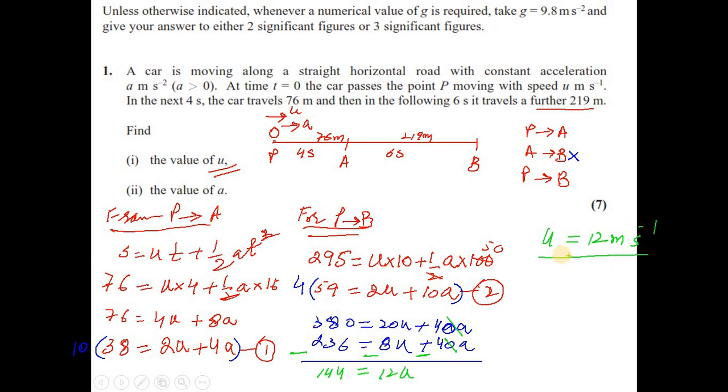This is your answer for part 1. And now find the value of a. You just substitute this value of u that you found into either equation 1 or equation 2 to figure out the value of a. If you substitute, then a would be equal to 3.5 meters per second squared. That's how you can figure out the answer for the second part.